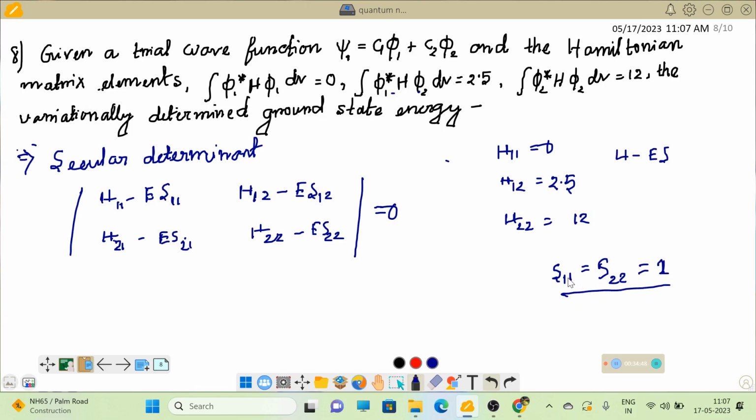Why 1? You can see that the same wave function is there, that is normalized, that's why 1. And S12 equal to S21 equal to 0. This is orthogonal, that's why 0. I think you know what a normalized function is and what the orthogonality rules are. You can read quantum mechanics. If you know, it is good. So you have to put these values there.